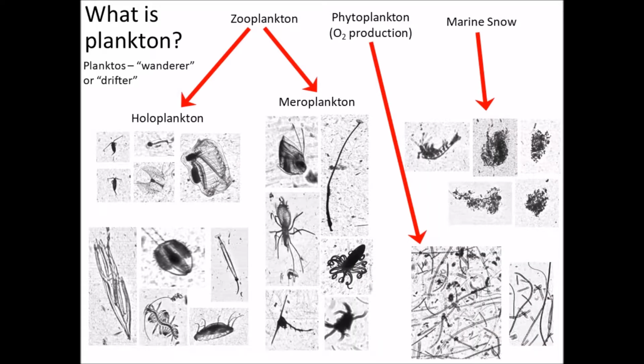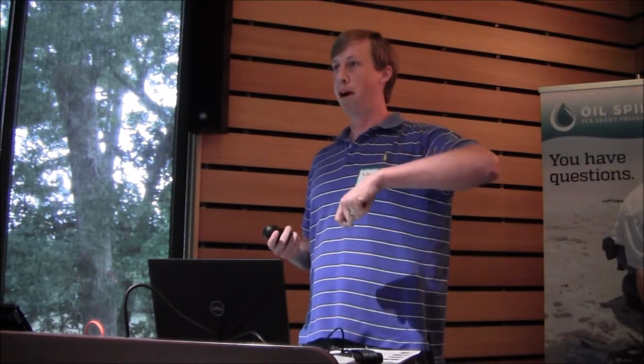One thing that gives you an idea of how it lives is the word plankton, which comes from the Greek word meaning wanderer or drifter. So these are animals or plant cells that cannot swim against the prevailing currents. They are at the mercy of the currents. There's a bit of ability to migrate vertically, but they cannot swim against your average current in the ocean.